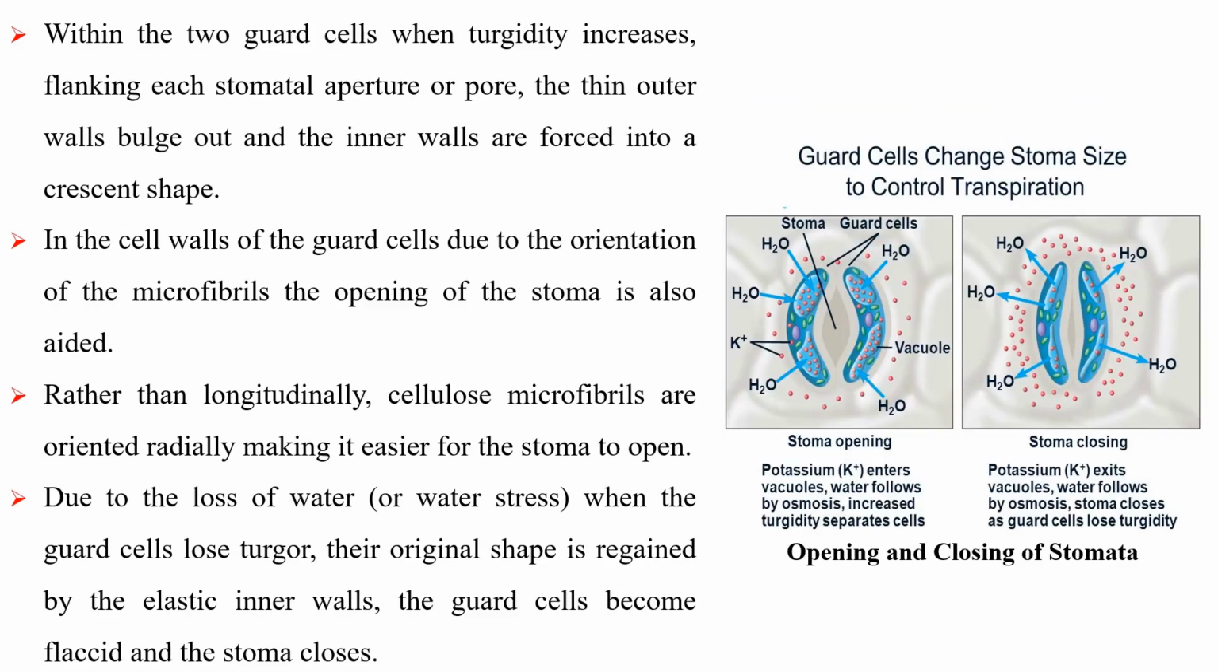Within the two guard cells flanking each stomatal aperture or pore, when turgidity increases, the thin outer wall bulges out and the inner wall is forced into a crescent shape. The opening of the stomata is also aided by the orientation of the microfibrils in the cell walls of the guard cells. Cellulose microfibrils are oriented radially rather than longitudinally, making it easier for the stoma to open. When the guard cells lose turgor due to loss of water, their original shape is regained by the elastic inner walls. The guard cells become flaccid and the stoma closes.